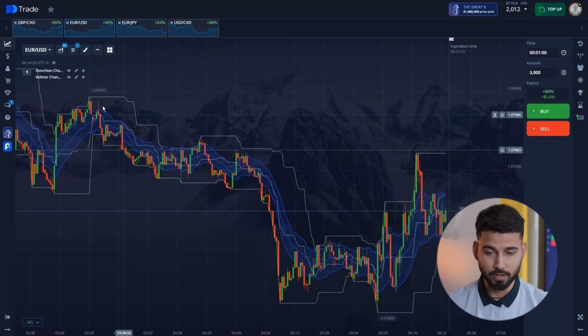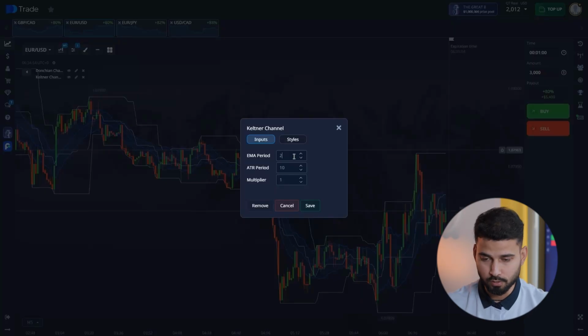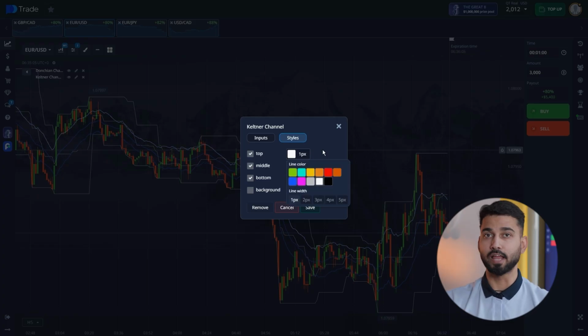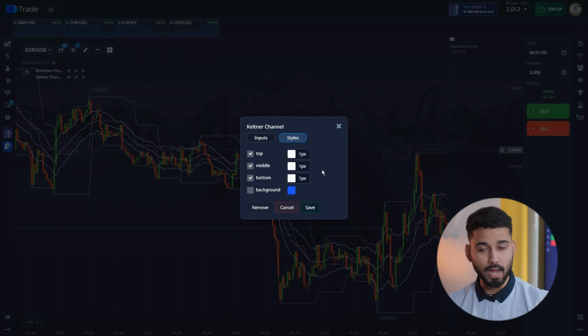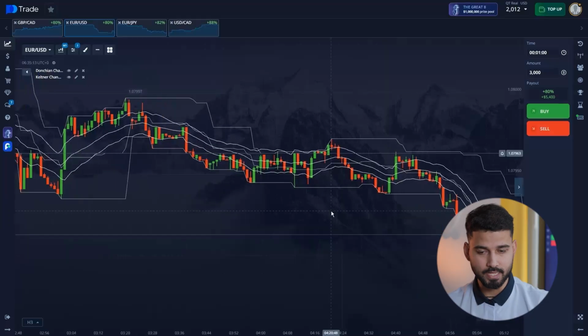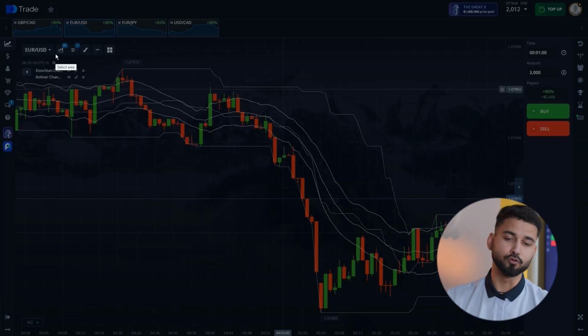Okay, now let's tweak the Keltner. I am changing EMA periods to 22, ATR period to 12. Next, I will adjust the style same as before. No background fill, and I will make the bands white for clarity. Done. Our trading system is now set up. It combines these bands into a multiple channel framework with key levels for trade entries. Now let's dive into details.